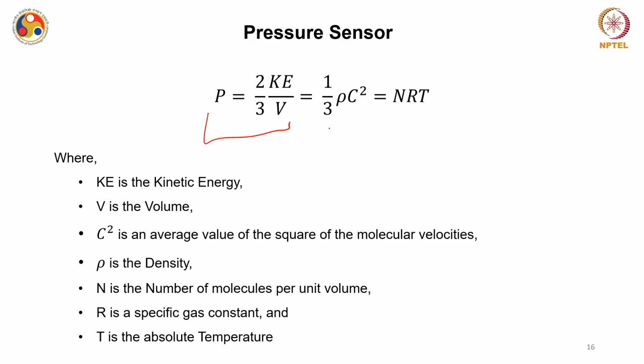Or 1 by 3 of rho into c square, where c square is the average value of the square of the molecular velocities. And this of course is equal to nRT, where n is the number of molecules per unit volume, that is n by V. R is the specific gas constant and T is the absolute temperature.